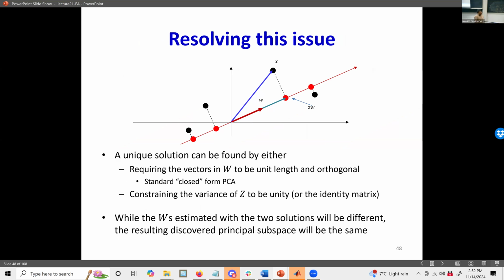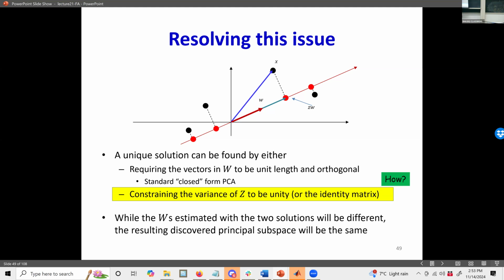But there's another way of saying that I want to get a unique solution. There, instead of imposing constraints on W, I can impose constraints on Z. And the constraint I will impose on Z, because I get a different Z vector for every data instance, right? I can say the constraint is that the collection of Z vectors must have a standard Gaussian distribution. And so I can say the variance of Z to be unity or the identity matrix. And if I do that, that is also going to give me a unique solution. The bases I will get in the two cases are going to be different, but they'll have the same subspace, okay? So this is the one that's of interest to us when we're talking of factor analysis.